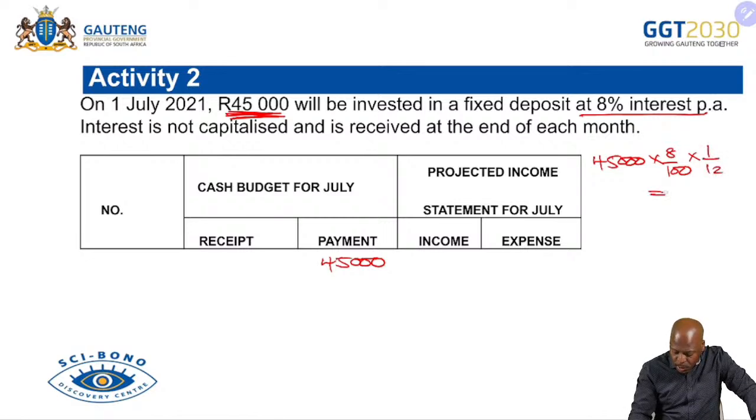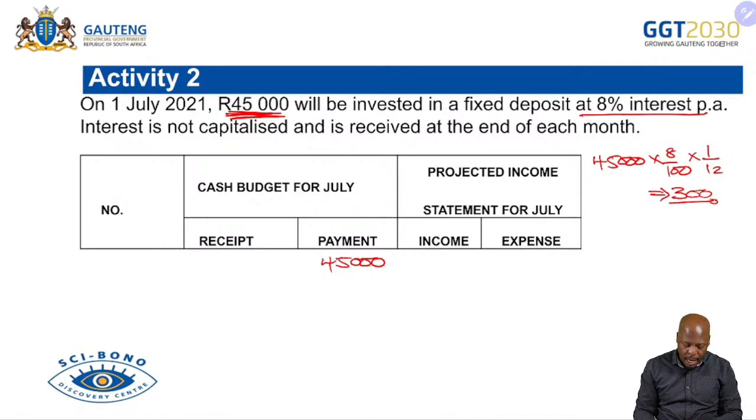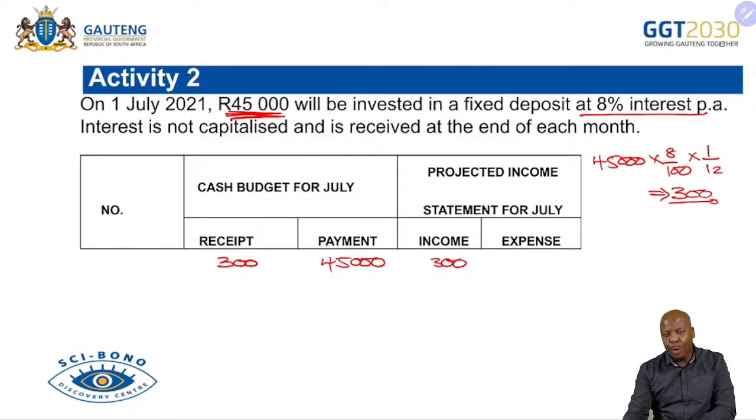1/12. Please quickly punch that in the calculator. I'm waiting for the answer. Someone is saying we get 300. Correct. So I now get interest of 300. That interest is going to come now to my receipts. Here's my interest. But the 300 interest will also go to my income. That is how it should appear.